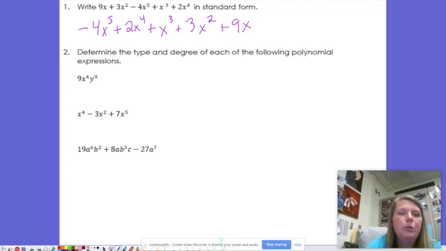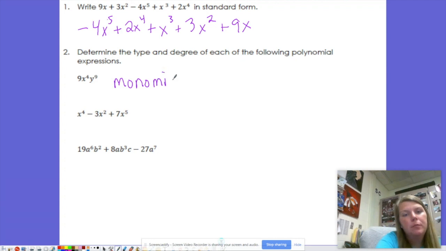All right, number 2 says, determine the type and degree of each of the following polynomial expressions. So the first one, there's no addition or subtraction. So since it's one term, we use the term monomial. And then to get the degree, if it was just one exponent, we would take the highest, but because there's 2, we need to add those together. So 4 plus 9 would be a degree of 13.